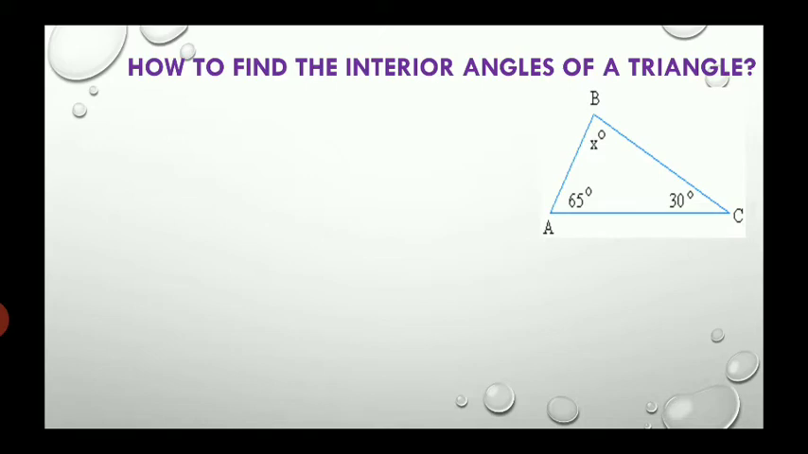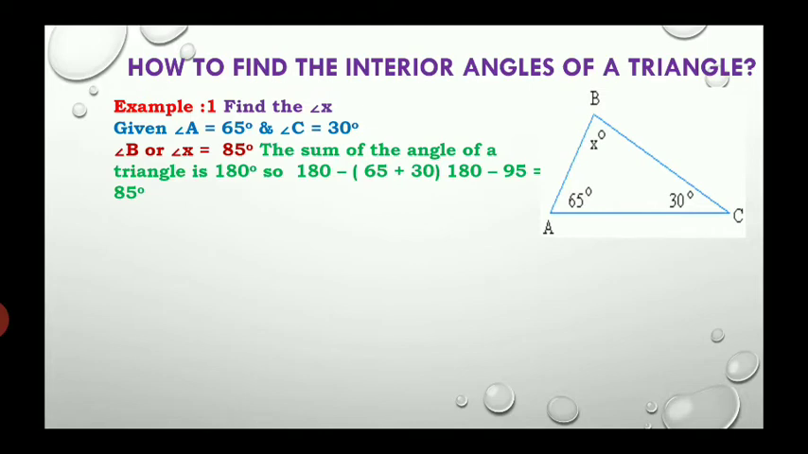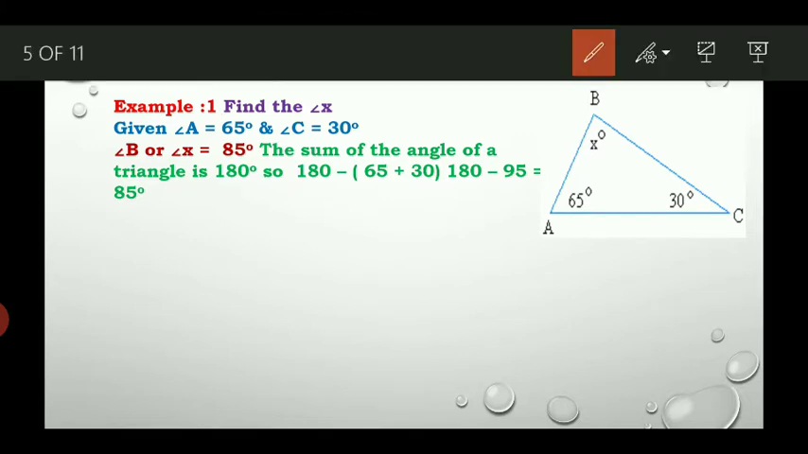So as we know that the sum of the angles of a triangle is 180, what we will do is add 65 and 30 and subtract it from 180. Therefore, we will get the angle B or X degree. So you see how I have done. 180 minus (65 plus 30), so 180 minus 95. So how much is it? 85. So angle X is equal to 85.